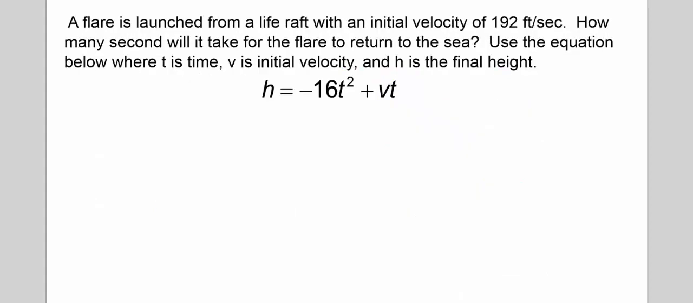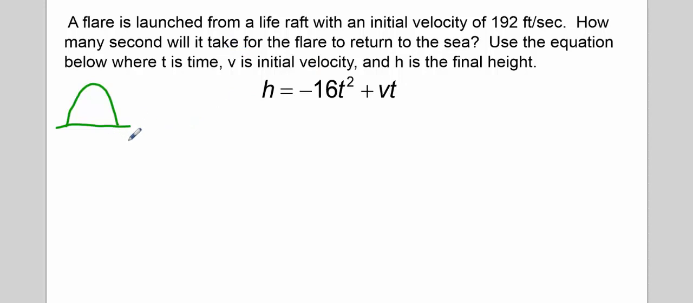So finally, we're going to do what's called a projectile motion problem. So I'm shooting a flare up from a life raft, and the flare's path goes up and then comes back down like so. And we know it's shot with an initial velocity of 192 feet per second. We want to know how many seconds it's going to take for the flare to come back down.